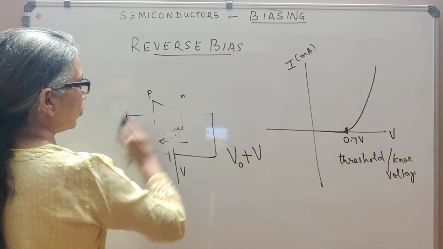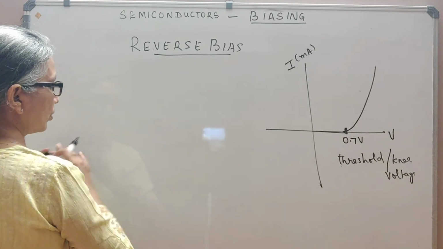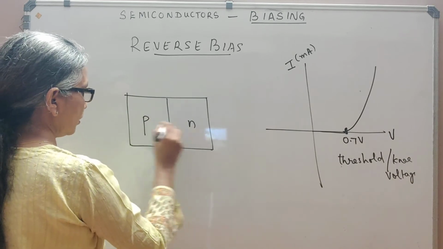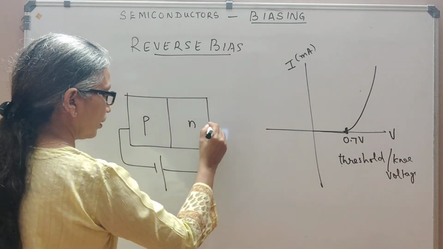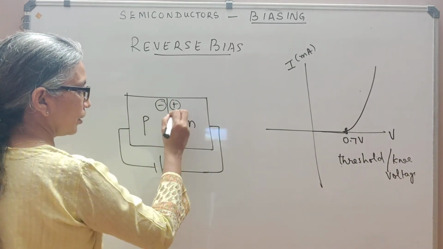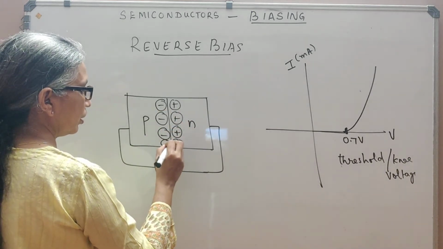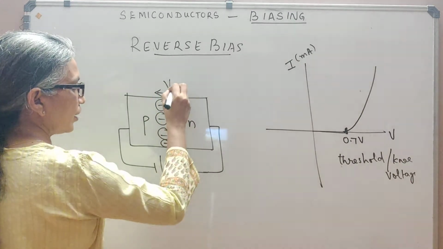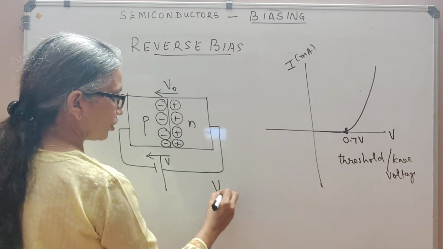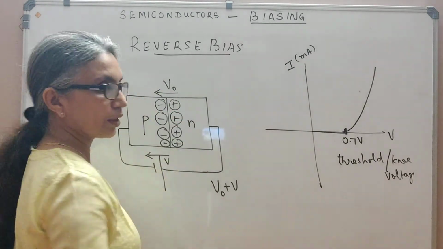So here you have the PN junction, the diode, and this is N, and you have connected it this way, P to negative and N to positive. And we have the positive and negative immobile ions like this, the depletion region. Your potential barrier is in this direction, positive to negative. Applied voltage is also in this direction. The two are in the same direction. So I said that the depletion region becomes larger.